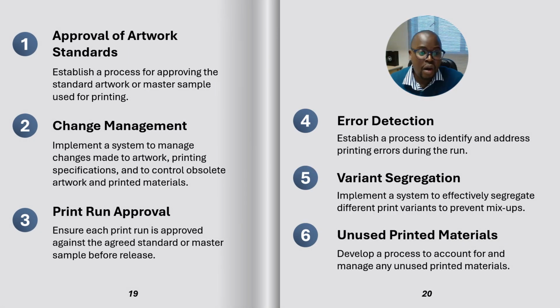So the first requirement is that the organization shall establish a process for approving the standard artwork or master sample used for printing. So the first thing is approval of artwork standards. It could include a food packaging company creating a digital master file of the artwork for maybe a new cereal box. This file is then reviewed and approved by the marketing team and the compliance department to ensure that it meets brand guidelines and legal requirements. Those would be the people responsible.